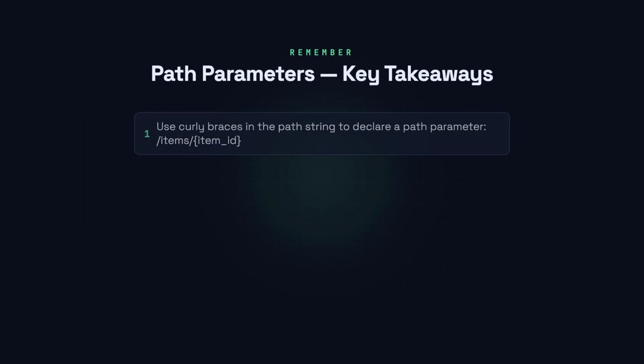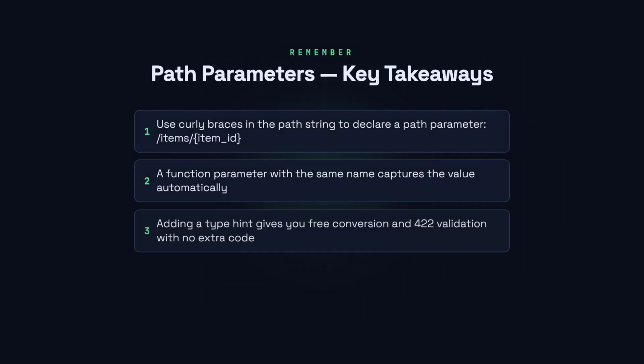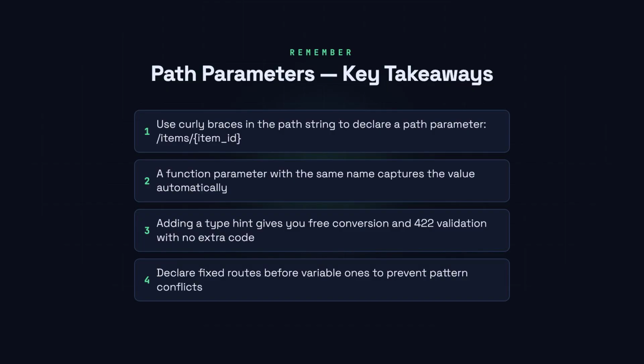To recap, path parameters let you embed variable segments in a URL pattern using curly braces, and FastAPI wires them to your function parameters by matching names. The type hint is where the real power lives. It drives automatic conversion and validation, so you never write that boilerplate again. And the one ordering rule to burn into memory: fixed paths before variable paths, always.